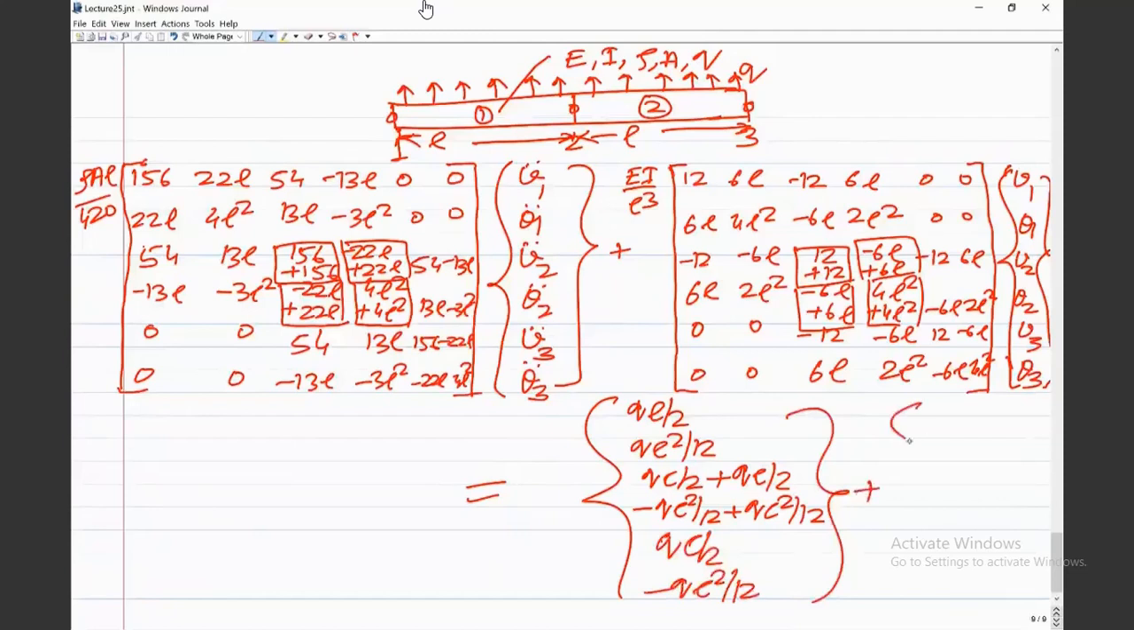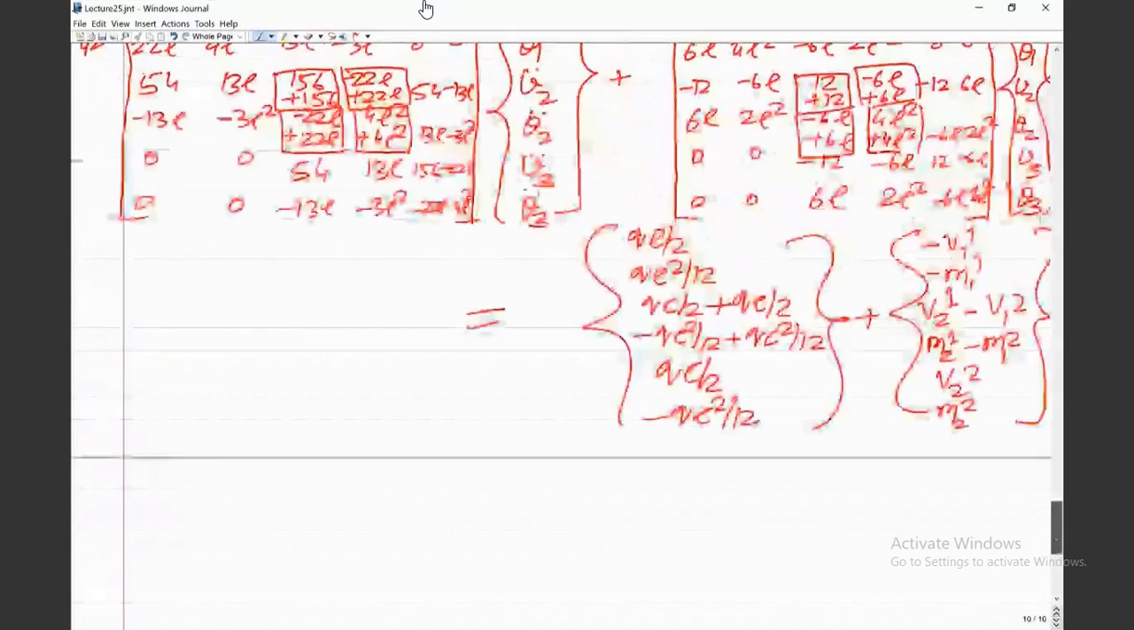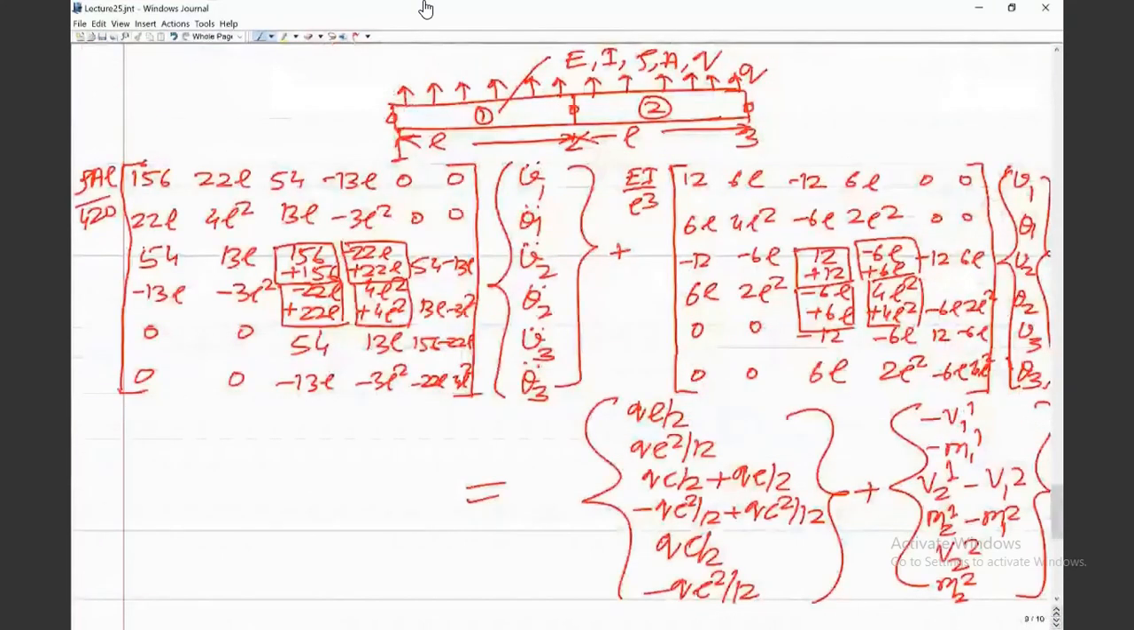And then if you look at the internal load vector, from the first element you have V11, minus M11, and then you will have V21 and M21. Superscript is the element number, subscript is the local node number. Now from the second element you will get V12, minus M12, and then V22 and M22. So this is what you get as the assembled system equation. It is irrespective of any kind of boundary conditions. Now let's look at the boundary conditions.